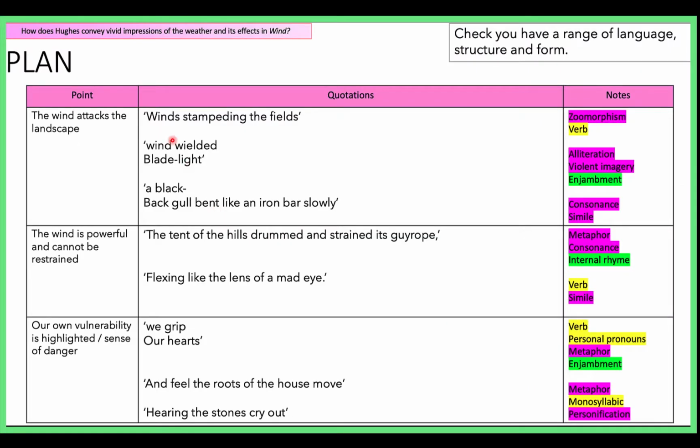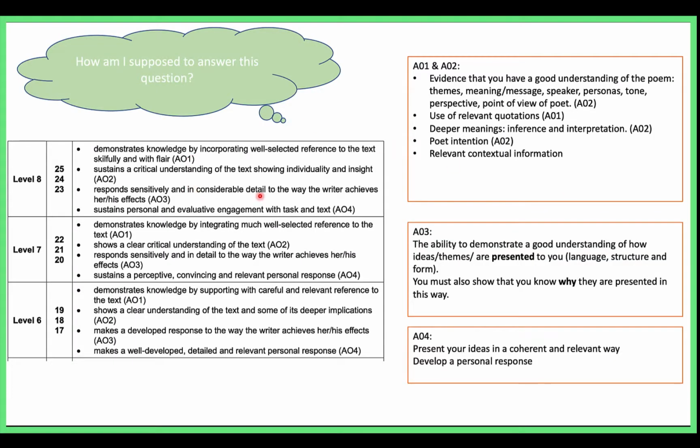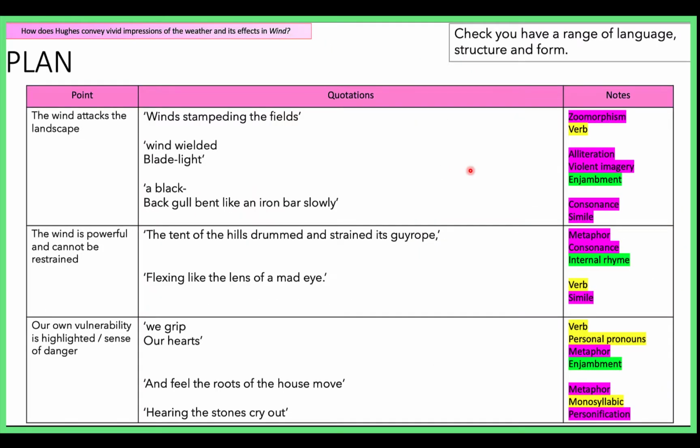Okay, so this was the plan that I made last lesson. We've seen this before, and I explained we have 3 quotations, 2 quotations, 3 quotations. But I've also got my notes down here. This will help me when I'm writing up my essay, because I'll be ticking these off as I go. And I will not be moving on to the second point unless I've spoken about as many of these things as I can. And if you notice, I've got more than one thing that I can say about each quotation, and that brings us back to here: the considerable detail in which the writer achieves his or her effects.